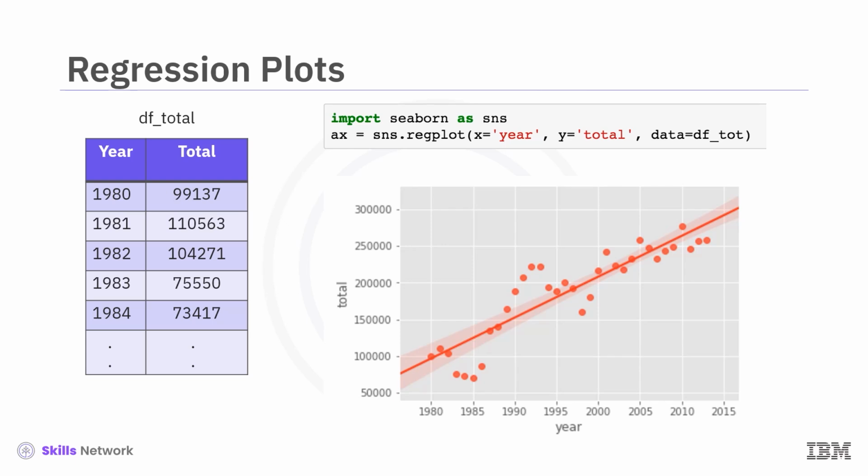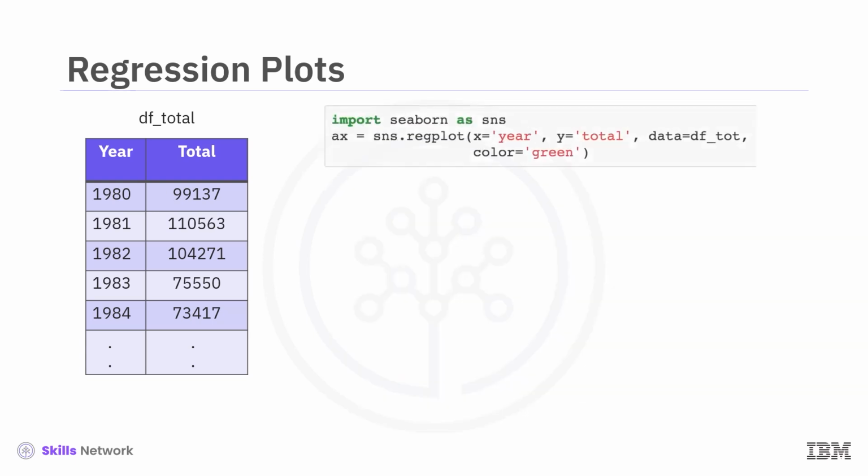We tell it to use the data frame DF_total and to plot the column year on the horizontal axis and the column total on the vertical axis. The output of this one line of code is a scatter plot with a regression line, and not just that, but also a 95% confidence interval.